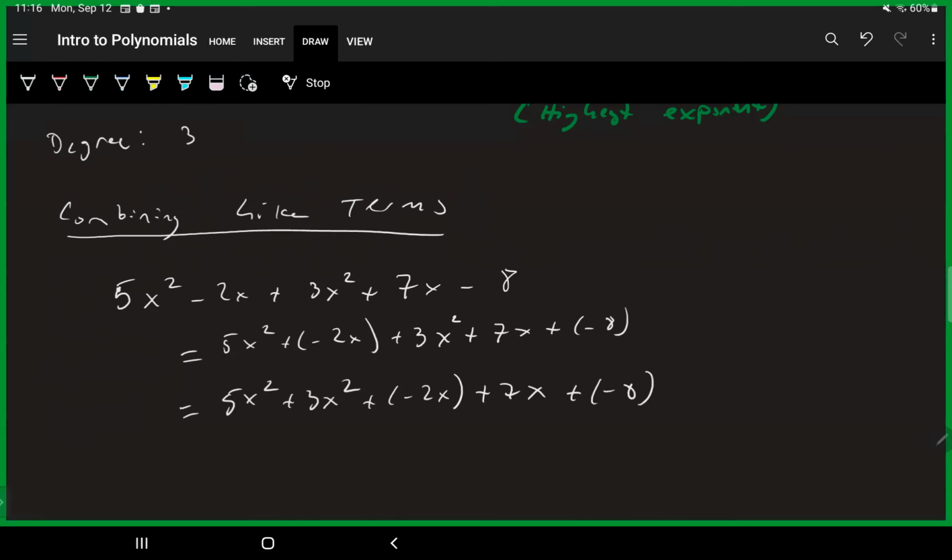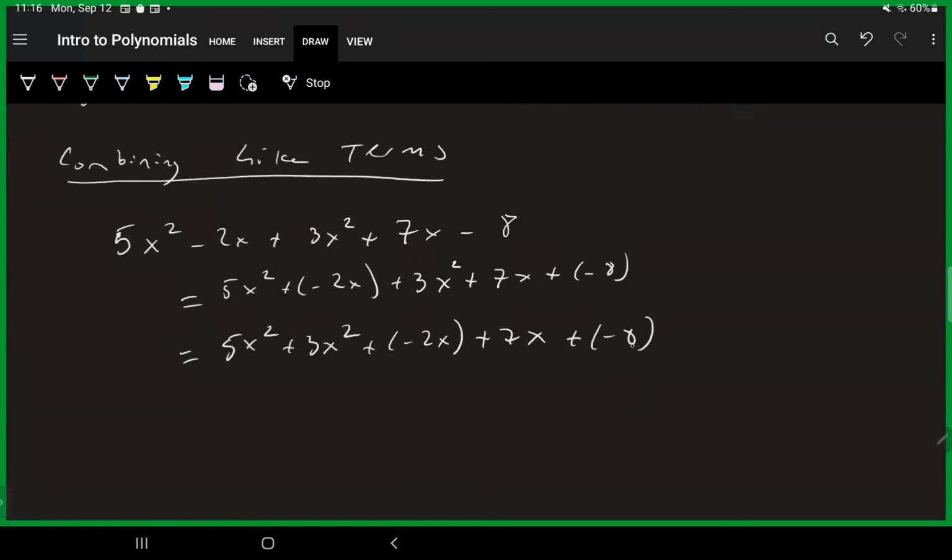And I'm going to rewrite it where I have my squared terms next to each other and my linear terms next to each other. The constant term doesn't have any friends, so it's just plus negative 8 hanging out by itself. And technically speaking, we're using the distributive law to combine my like terms.